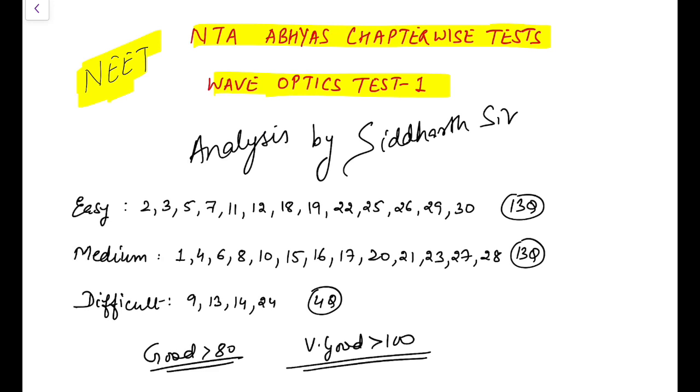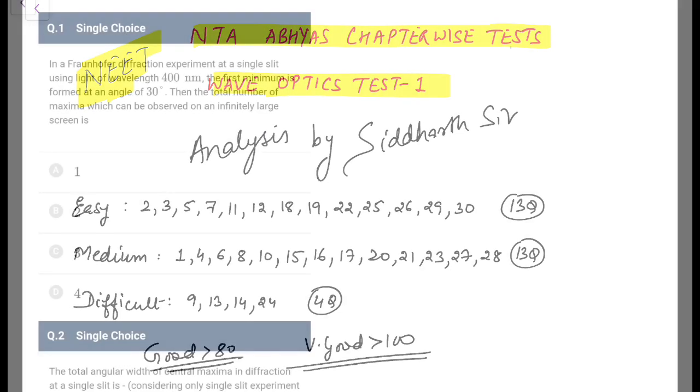As per my analysis, 13 are easy, 13 are medium and 4 are difficult, and based on this I suppose anyone scoring 80 is doing good enough, and the one who is scoring greater than 100 is doing very good in this particular test. So let's see what is in it.